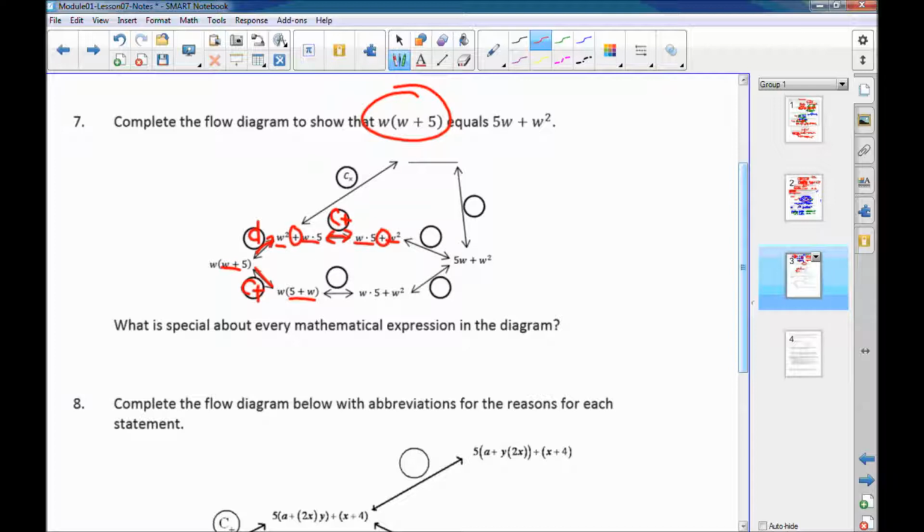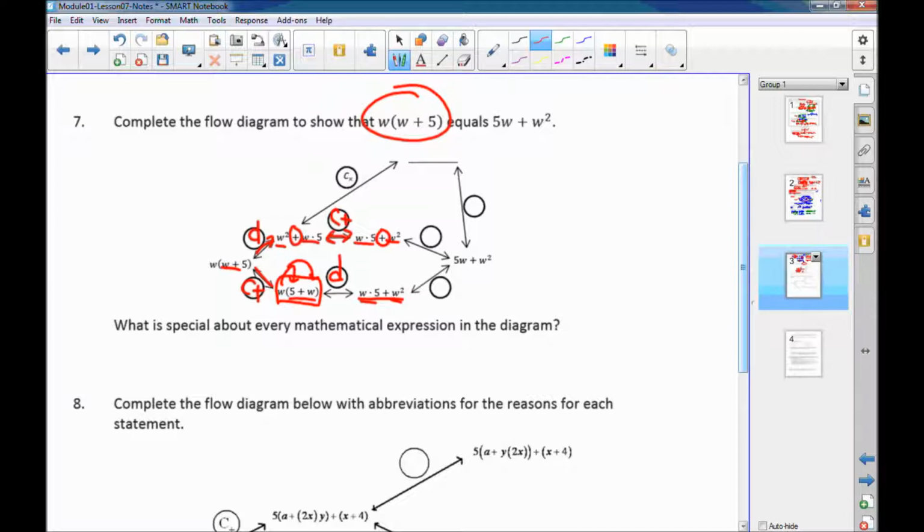Okay. All right, let's go down to this bottom branch. We had W and W plus 5 plus W, and then the parentheses went away. And we get W times 5 and W squared. Well, the only thing that makes parentheses go away is the distributive property. So this gets a D. W times 5 is W times 5, and W times W makes W squared. So this W got distributed to those 2 parts.